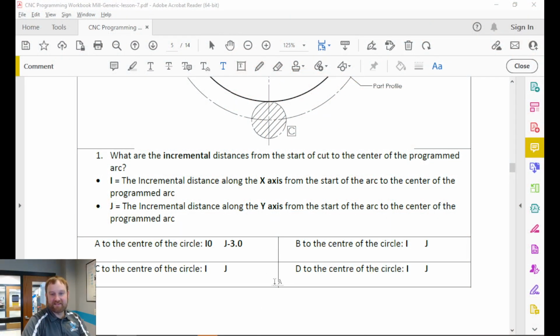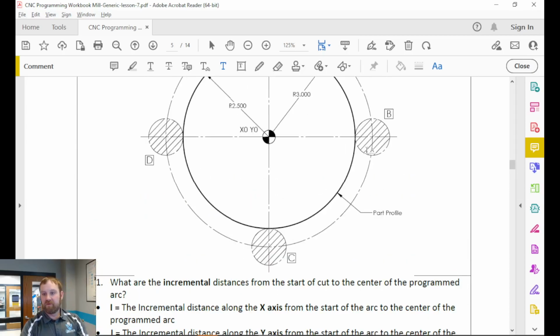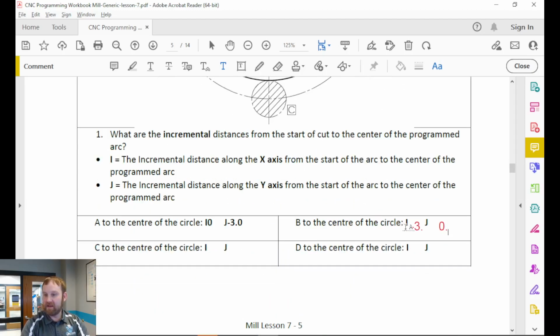All right, so we'll start out. Give me my I and my J. Aaron, for B. I is negative 3, J 0. So from B to the center is in the negative X direction, 3 inches. So it would be an I, negative 3. J, the Y is the same, so the J is 0. Okay.